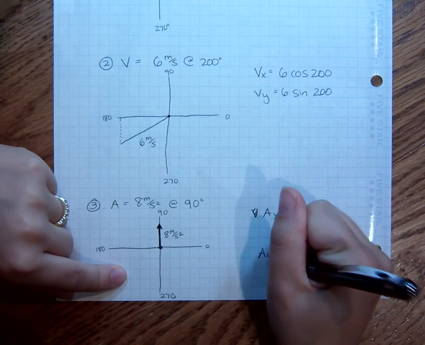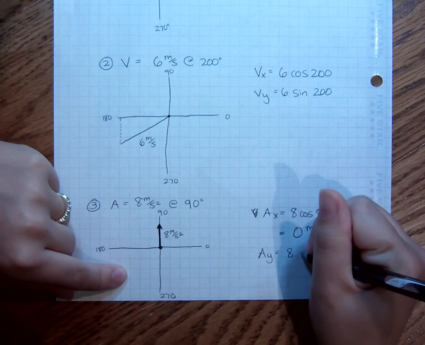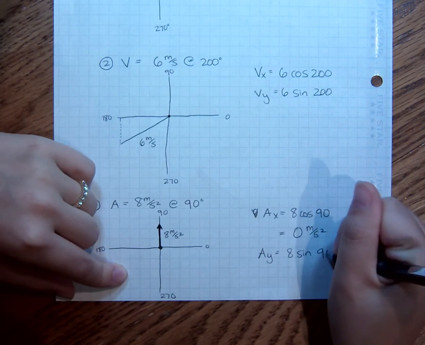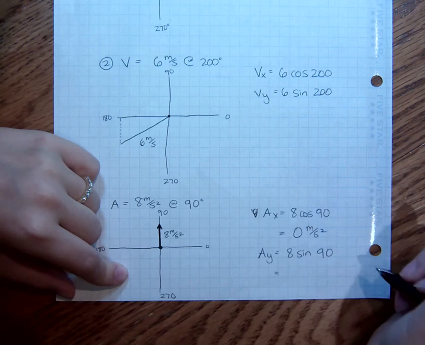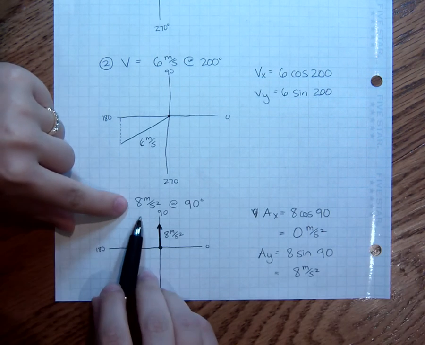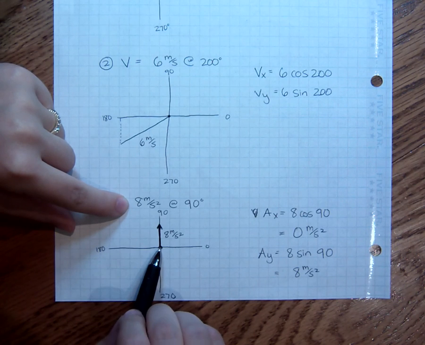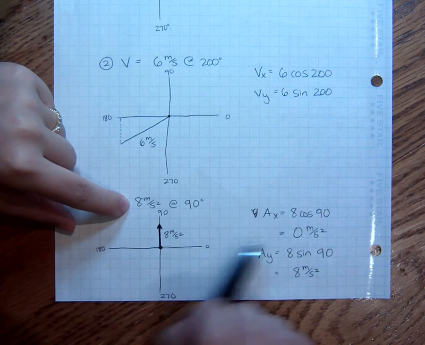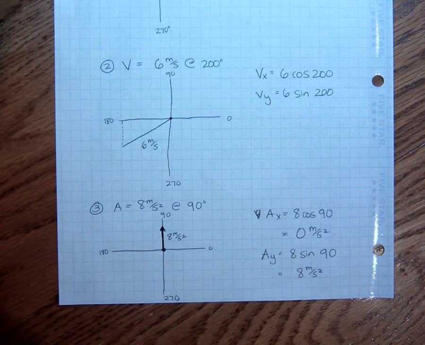And if you put this in your calculator, you're going to get 8. The entire magnitude of this vector runs in the y direction. None of it runs in the x direction. So that is that problem.